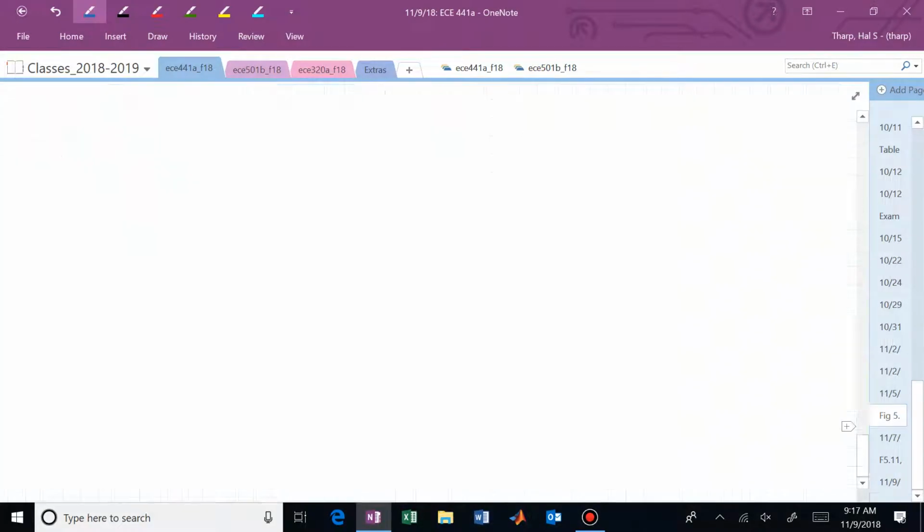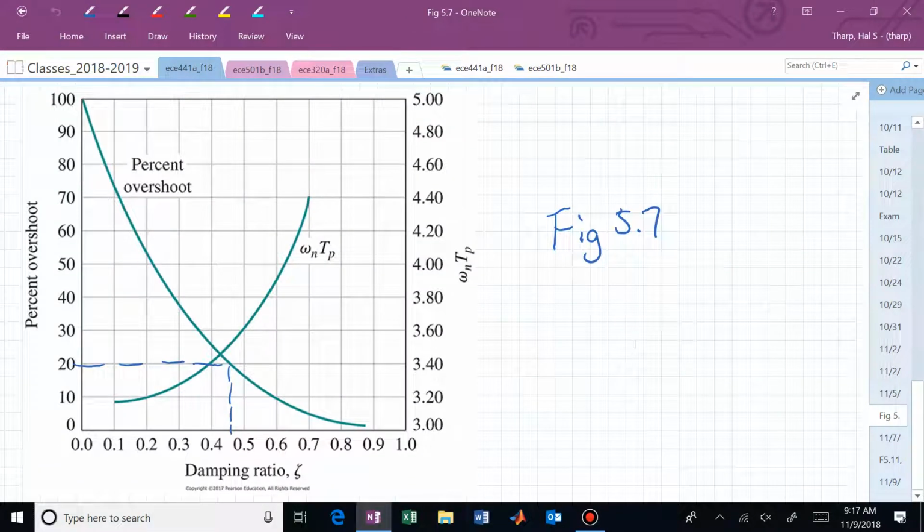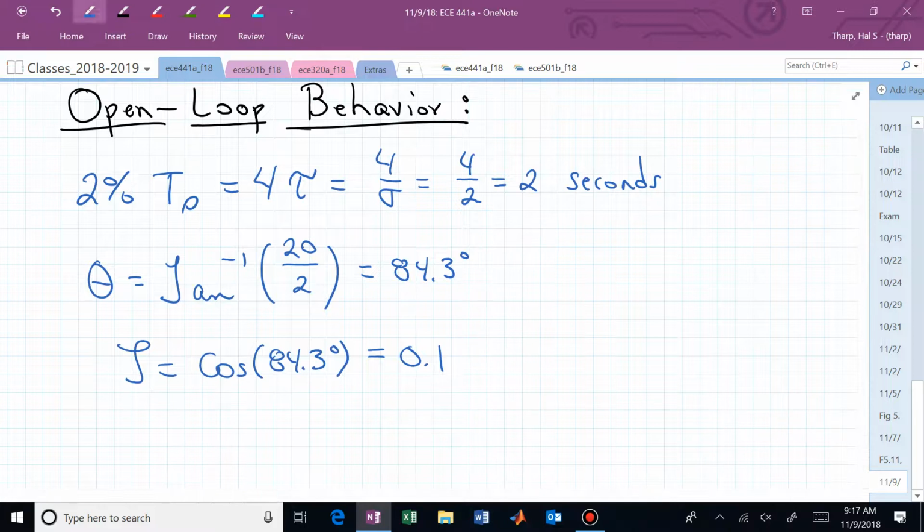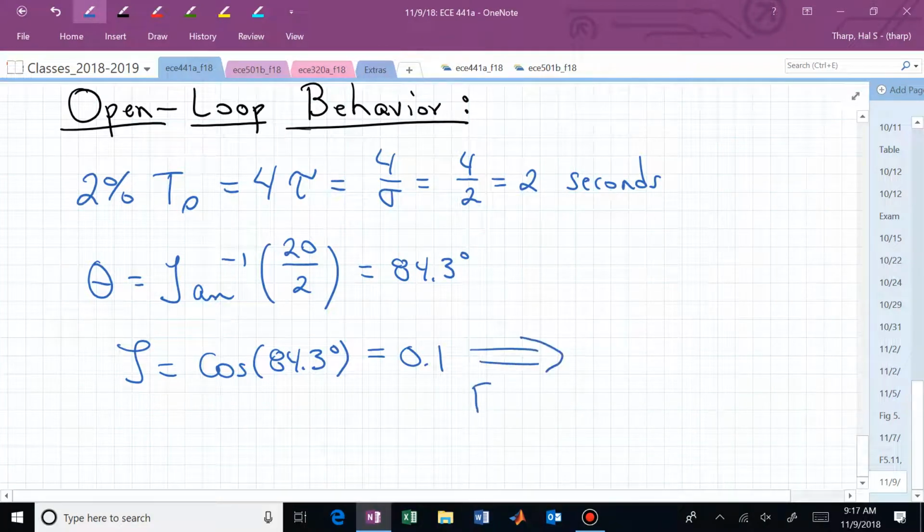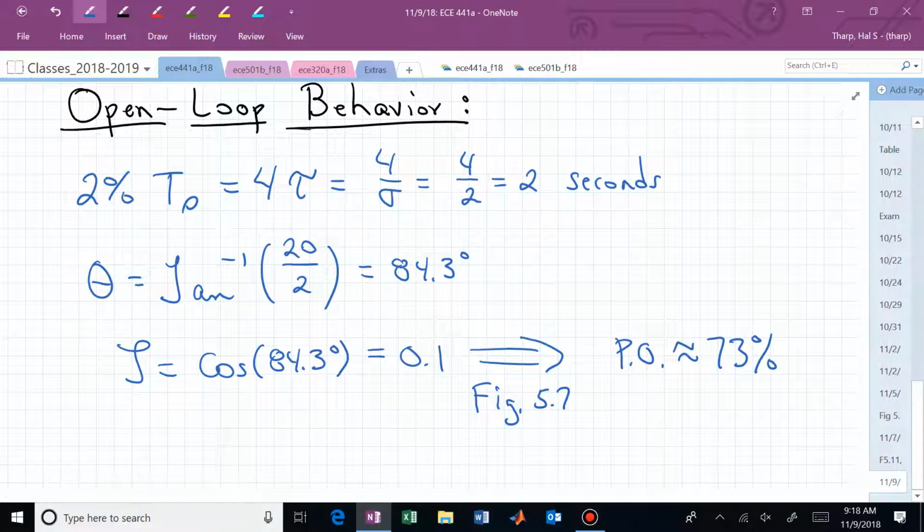Then all we have to do is pull out our handy-dandy figure 5.7 and say, I have a damping ratio of 0.1. What's my percent overshoot? More than 70. So you can quickly understand, here's now figure 5.7. We have a percent overshoot. Let's just say 73%. And we may not be happy with that. You may not like that much overshoot in getting to your destination.